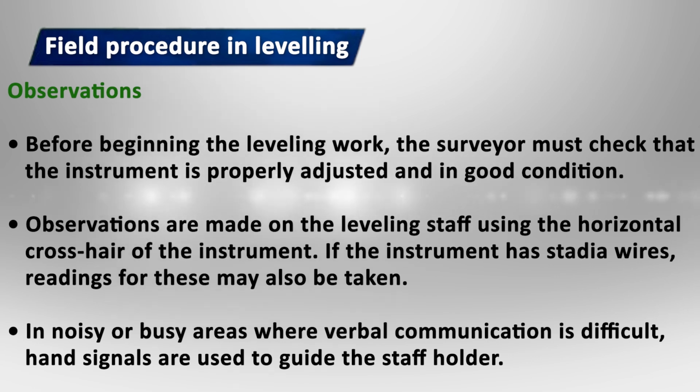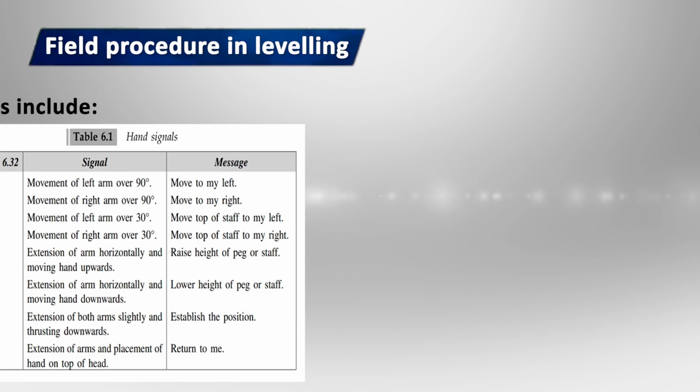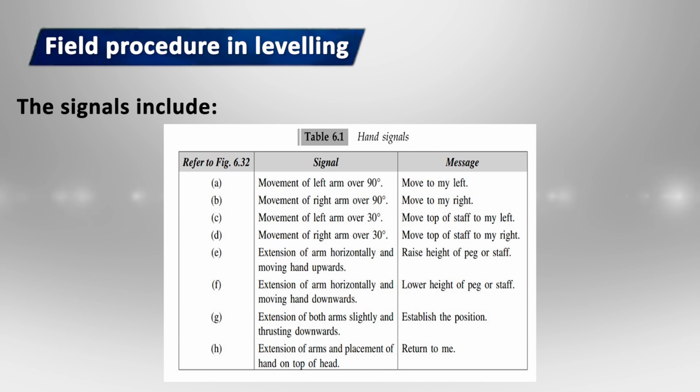In noisy or busy areas where verbal communication is very difficult, hand signals are used to guide the staff holder. This is the table in which we have been given the signals and their messages. We will see them one by one. First signal is movement of left arm over 90 degrees, which gives the message move to my left, as you can see in this figure. Next is movement of right arm over 90 degrees, the message will be move to my right. Next signal is movement of left arm over 30 degrees, the message it gives is move top of staff to my left.